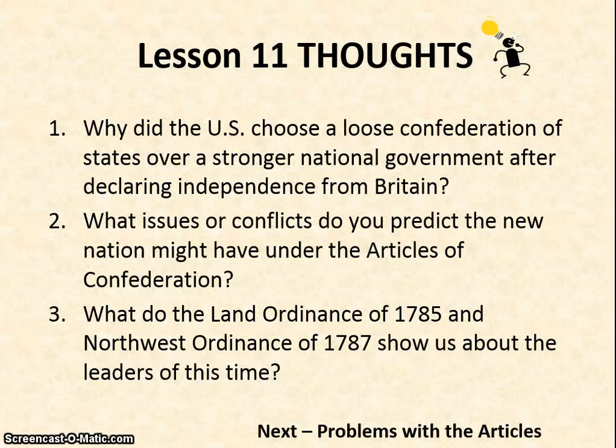Number 1, why did the U.S. choose a loose confederation of states over a stronger national government after declaring its independence from Britain? Number 2, what issues or conflicts do you predict the new nation might have under the Articles of Confederation? And finally, number 3, what do the Land Ordinance of 1785 and the Northwest Ordinance of 1787 show us about the leaders of this time? So think about those questions and answer them in your notes, and then we'll move on with Lesson 12, which is Problems with the Articles.